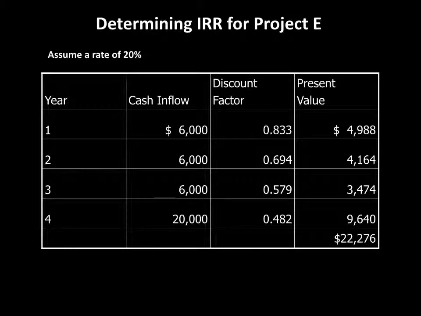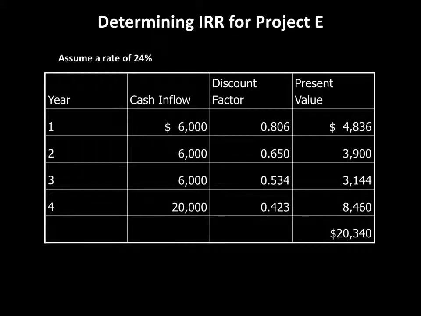Well, we know we want to find that discount rate that gets us to 0 net present value, whereas this one is positive $2,276. So we know that it's either got to be higher or lower than what we're currently using. Well, we know the present value is positive, so to get to a 0 net present value, we have to trial some higher discount rates.